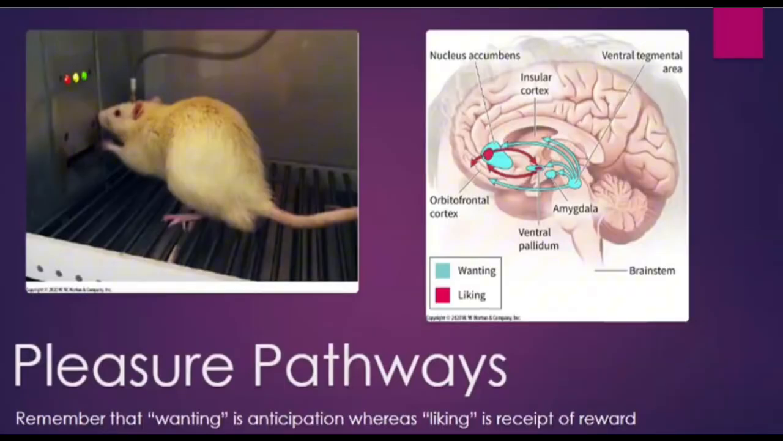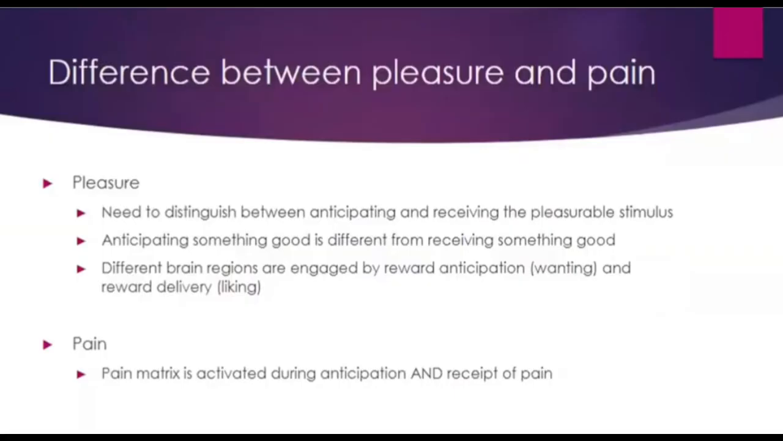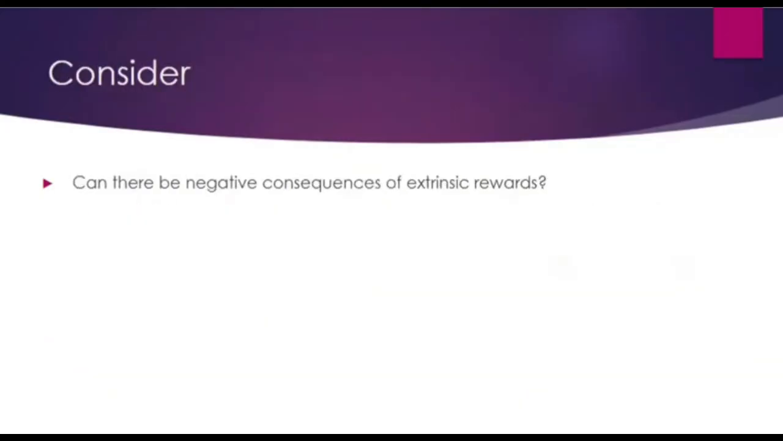So what I want you to remember is the wanting and the liking are two different things within pleasure. So actually desiring the reward and desiring the pleasure, and receiving the pleasure. And they're two very different things in terms of how they act within the brain. And that's different from the pain pathway that we talked about before. So the pain matrix is activated during anticipation and receipt of the pain. So I want you to think about what kind of negative consequences there might be with extrinsic rewards.